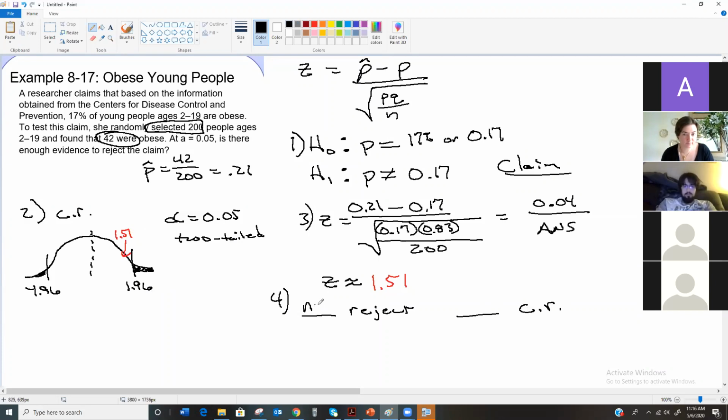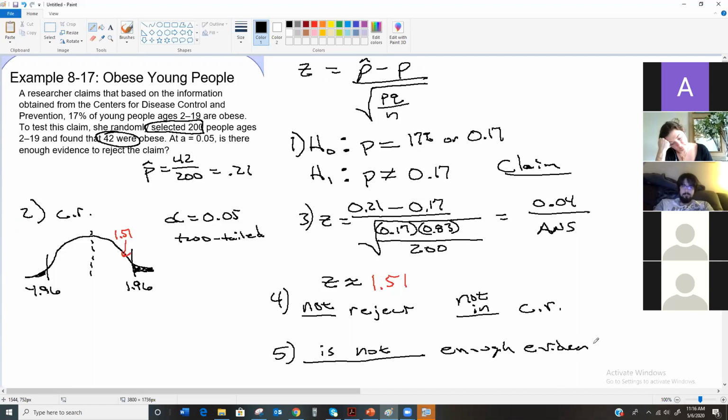So we're going to not reject because we are not in the critical region, right? And so there is not enough evidence. So this researcher took that null hypothesis of 17% of young people are obese, took that to trial, tested it, and did not have enough evidence to prove that it was wrong. So we're saying we don't have enough evidence to show that it's not 17%.